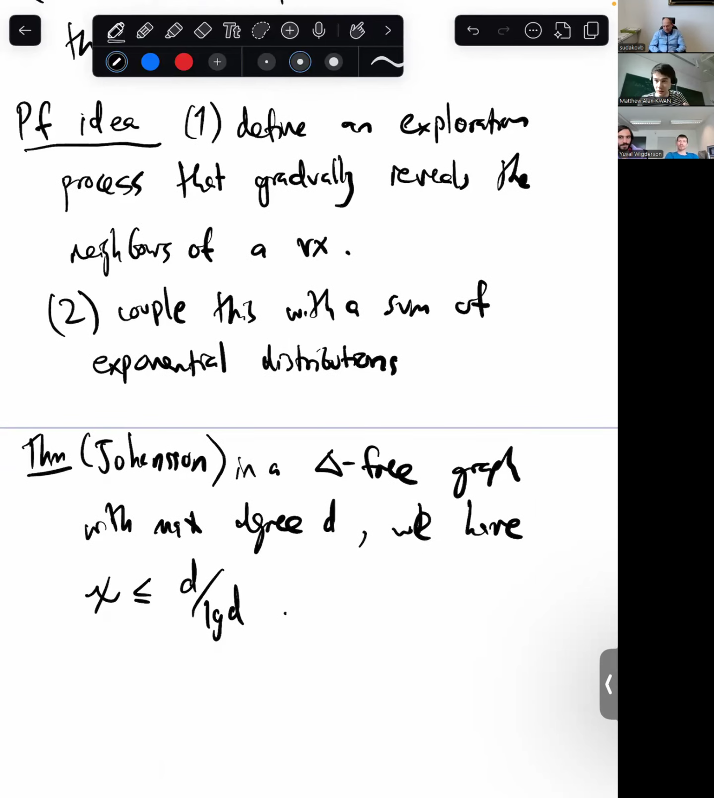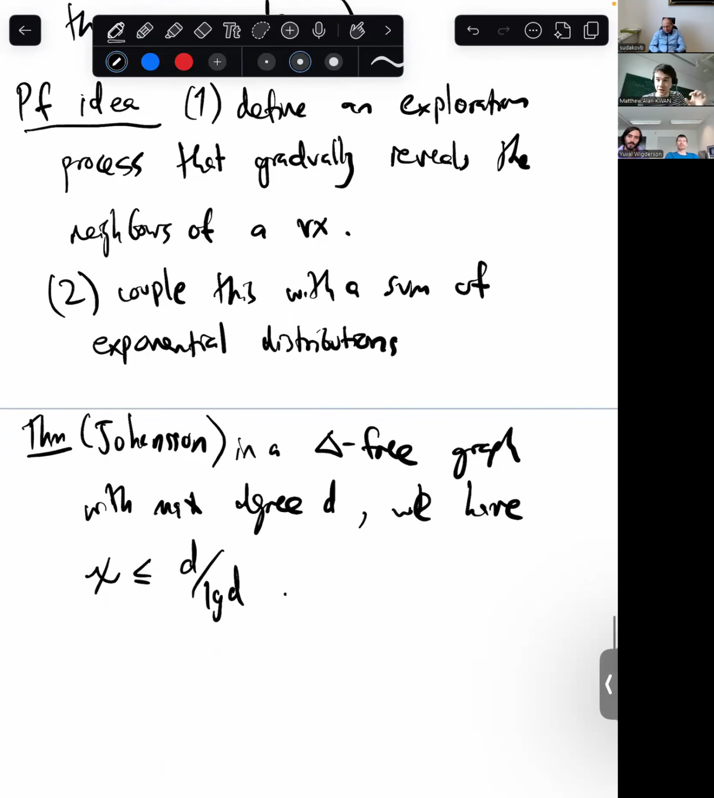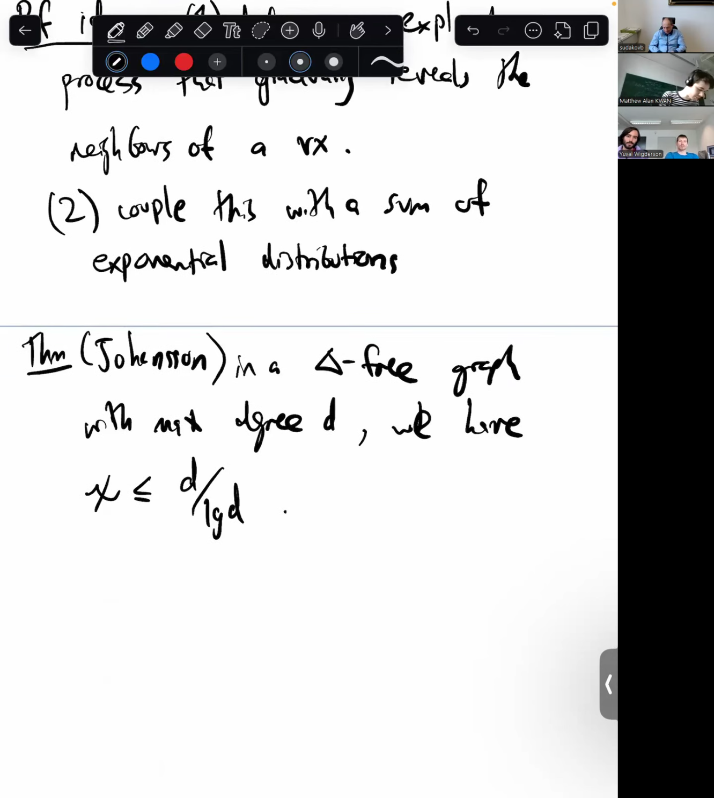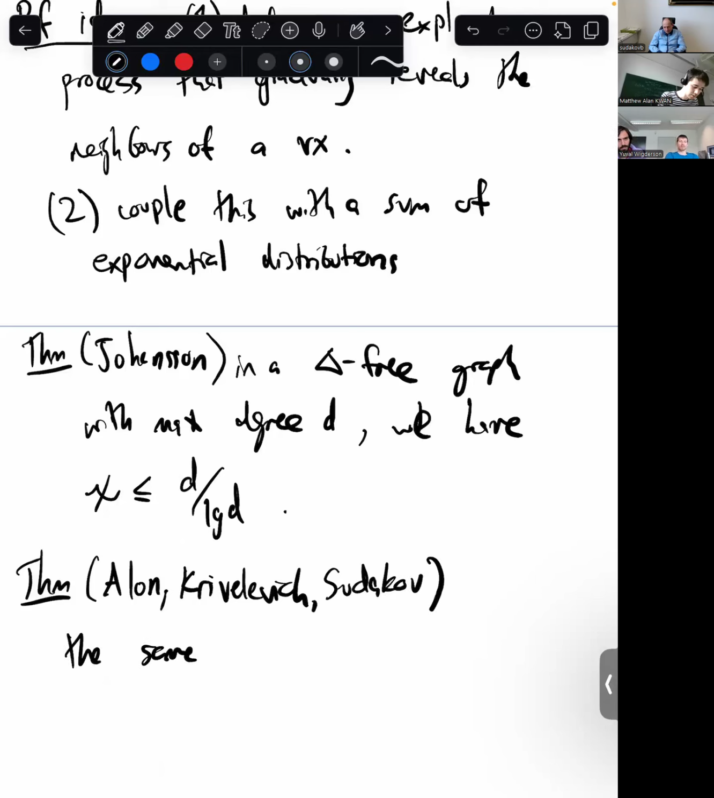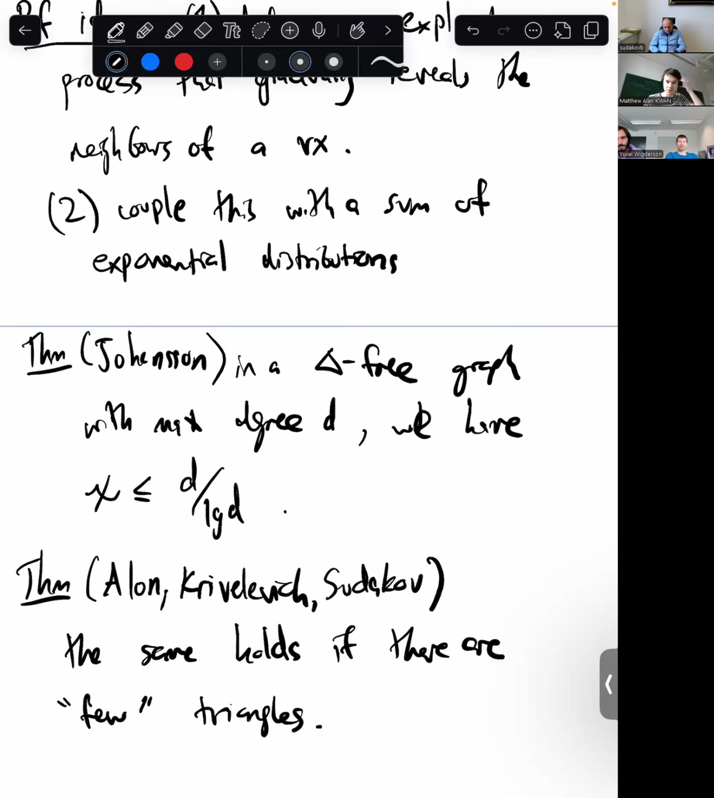It is not true that box-Delaunay graphs are triangle-free. So they do avoid cliques of some size. So conjecturally, there is an extension of Johansson's theorem that would do the job, but that's still a conjecture. So for Delaunay graphs, we need to use an extension of Johansson's theorem due to Alon, Krivelevich, and Sudakov, that the same holds if there are few triangles in some appropriate sense. So there's some robust version of Johansson's theorem.